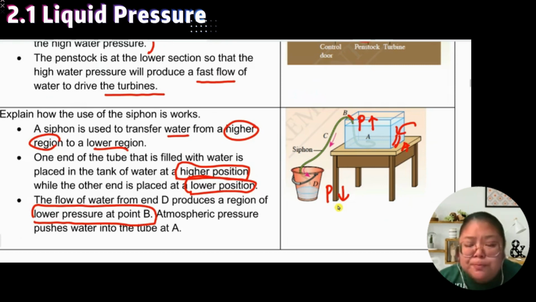When will it stop? When this level and this level are the same. Sometimes it is not so high, so you put a pail here. Until this level, no more flow. It stops. So if you want more water to come out, you put it a bit lower. So this is how we make the water flow from the higher to the lower.